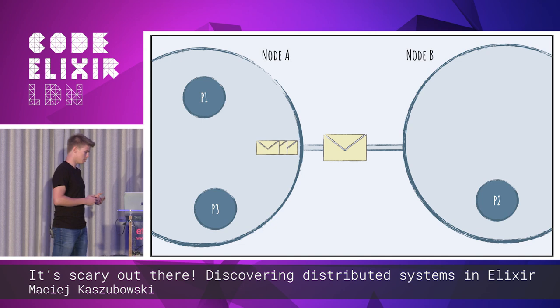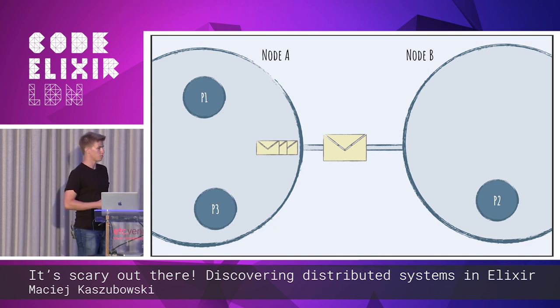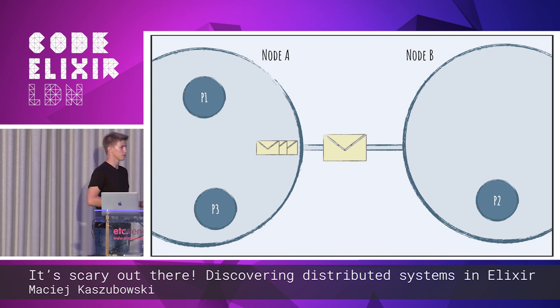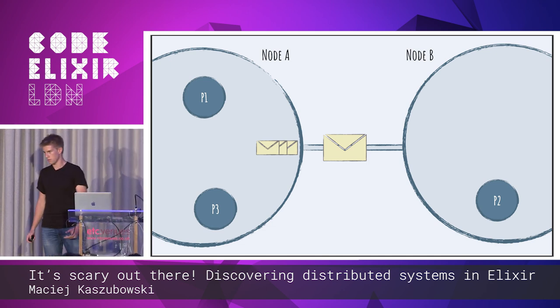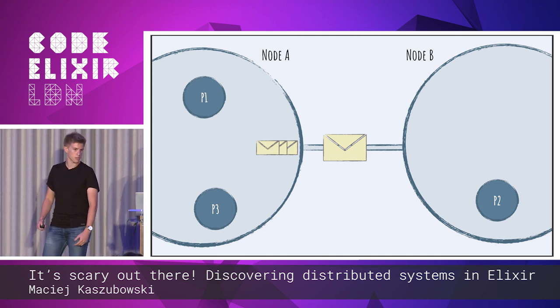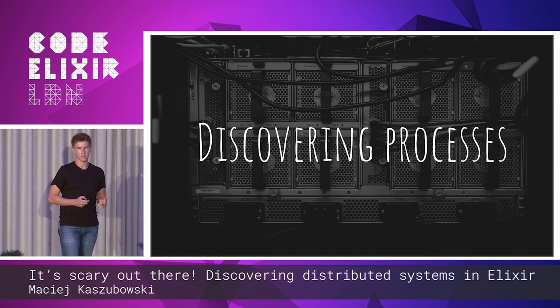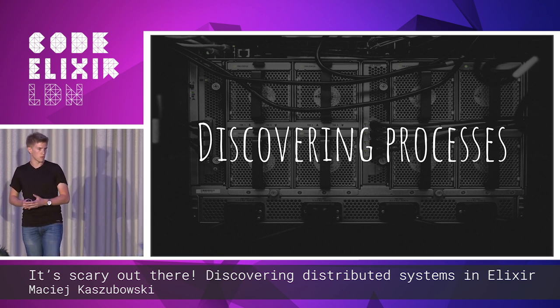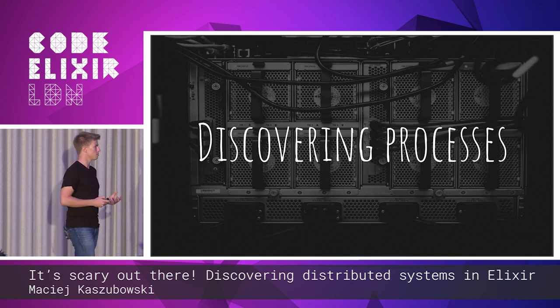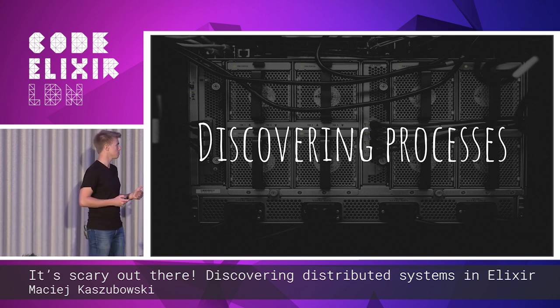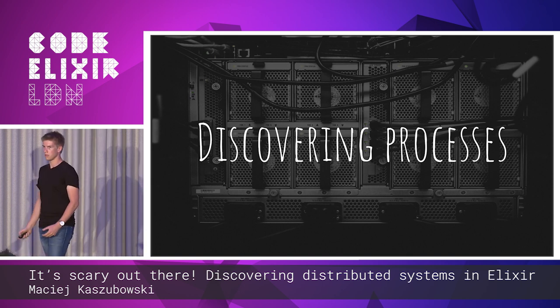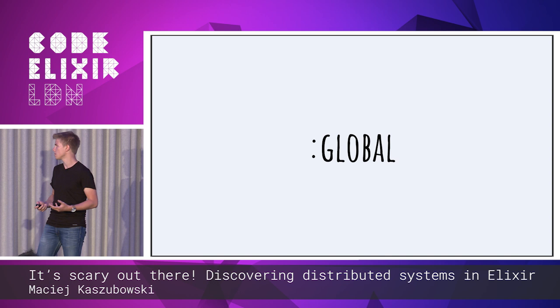So now that we know how to send messages between processes and know what the guarantees are, we can wonder how we can actually know where to send a message. Because even if we are running a single node, we often are not using PIDs. We are using names, which allow us to communicate with processes without knowing the PIDs. And the most basic tool when it comes to distribution is global.